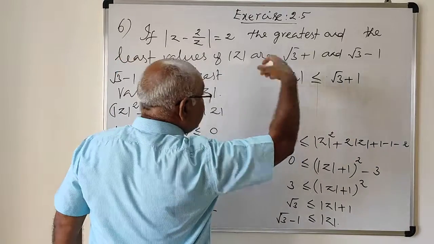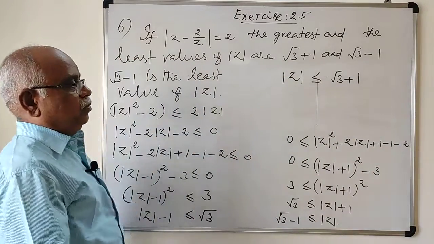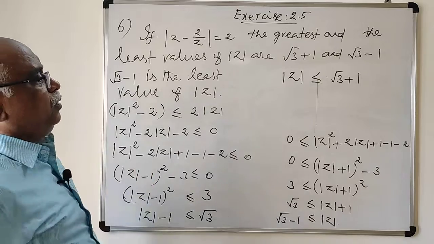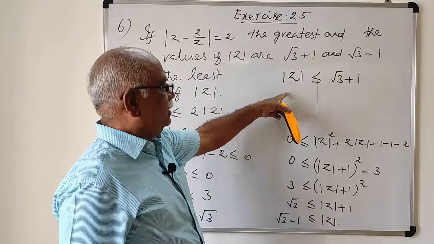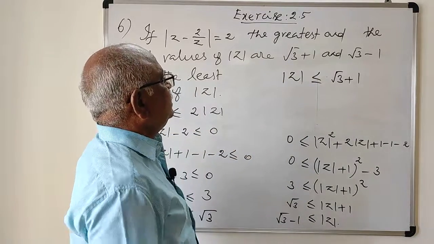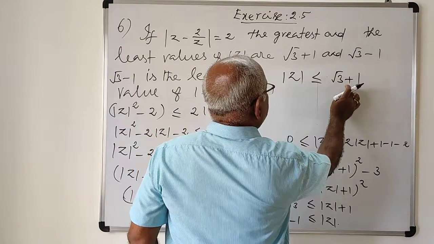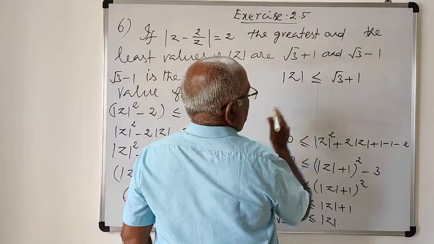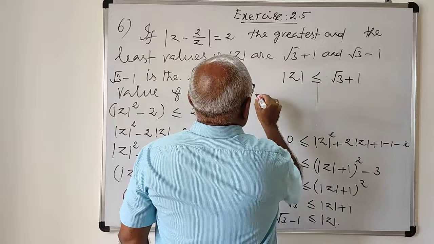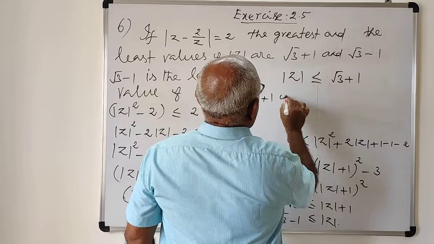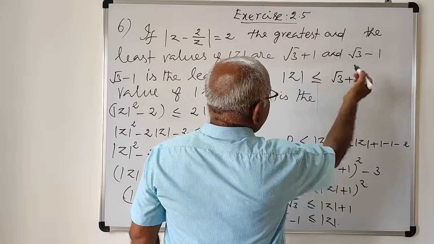Here mod z is less than or equal to root 3 plus 1. So lesser values than root 3 plus 1, this modulus we can have here, if I consider the right hand side. Mod z is less than or equal to root 3 plus 1. It means root 3 plus 1 is the greatest value.